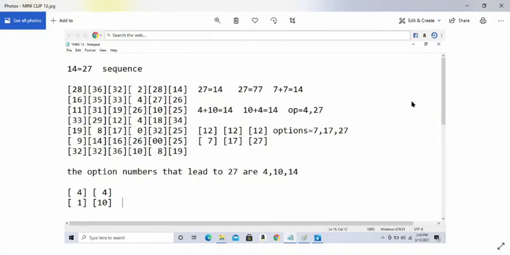Hello, welcome to the wonderful world of random sequencing. Today we're going to be looking at a sequence called the 14 is equal to 27, or the 27 is equal to 14. Now, why is that the case? Because the 27 carries the statement 2 sevens, and 2 sevens is equal to 7, 7. And 7 plus 7 is equal to 14.